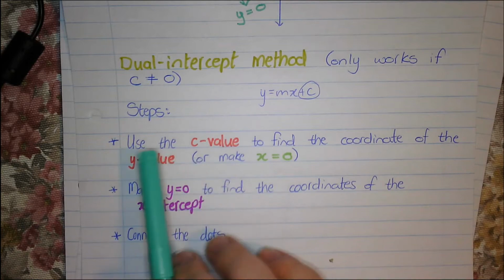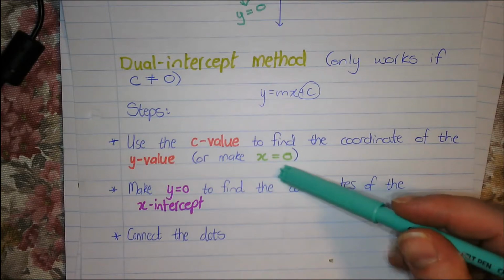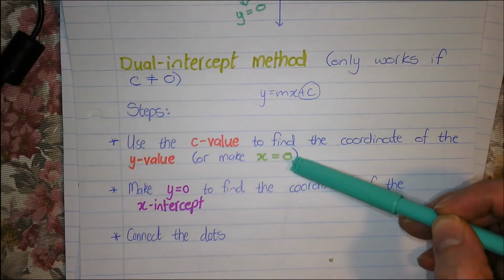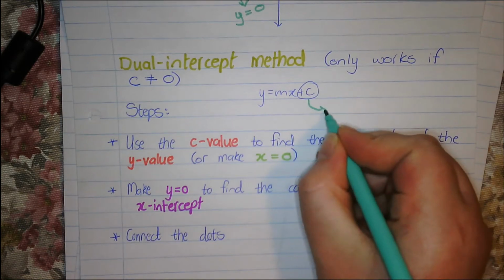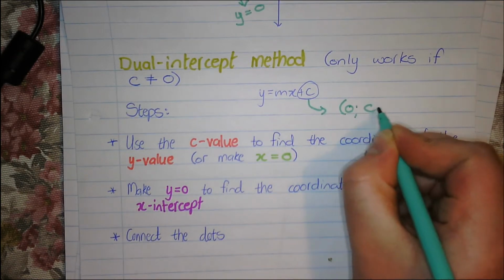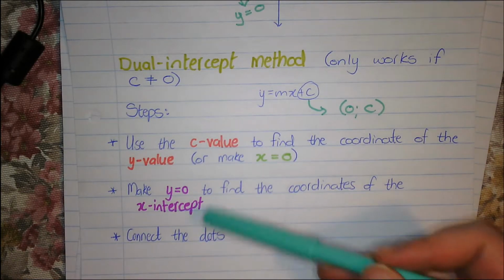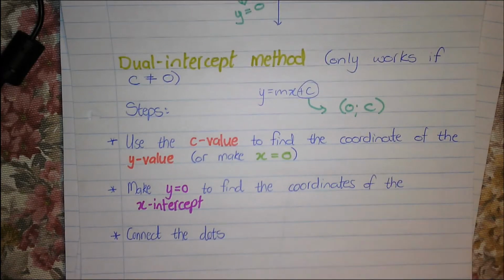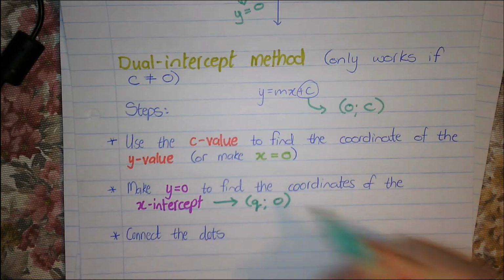Your first step is to use the c value to find the coordinate of the y-intercept. You can also make x equal to 0, but it's just going to take longer. You don't need to do this; you can just read it off the graph. Remember, this is the point (0, c). And then for the x-intercept, you make y equal to 0 and solve for x. So this is going to be a coordinate that has an x value and a 0.